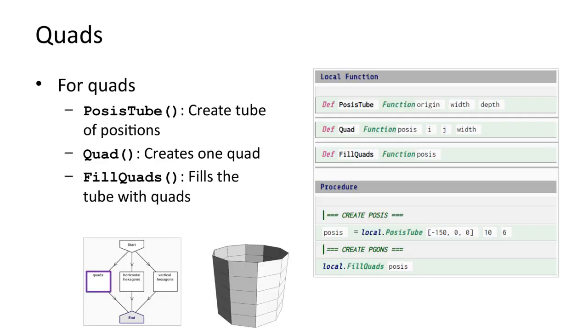Each node in the flowchart has 3 user-defined functions. The first function creates the tube of positions. This function is the same for all 3 nodes. The second function creates a single polygon. In this case, it is a quad. The third function fills the tube with the polygons. It repeatedly calls the second function. For quads, the main procedure calls the local.fillQuads function one time. This creates the tube.